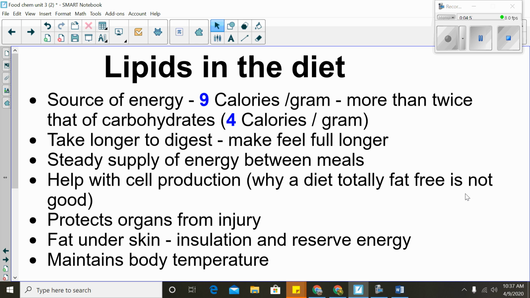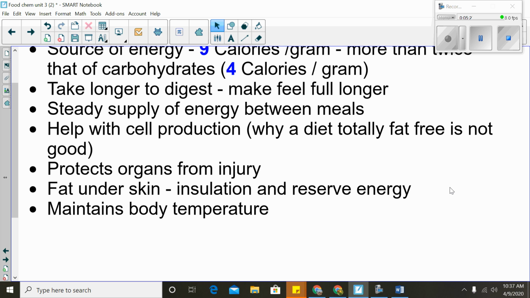They take longer to digest. They make you feel full longer. They're a steady supply of energy between meals. They do help with cell production, which is why a diet totally fat-free is not good. They protect your organs from injury. The fat under your skin, known as cellulite, creates insulation and reserve energy. So you do need some fat under your skin, just not too much. Then that just leads to unhealthiness, right? And they do help maintain your body temperature.